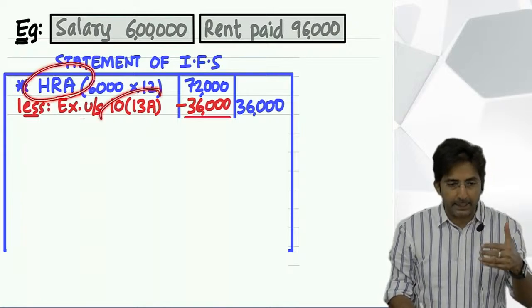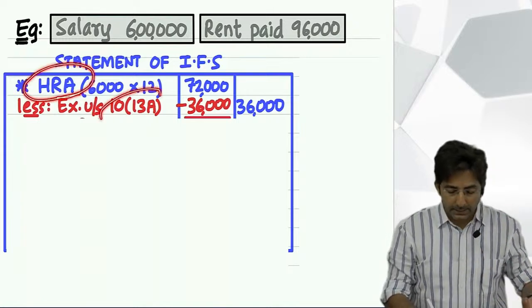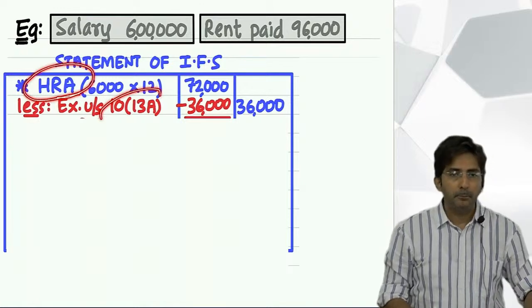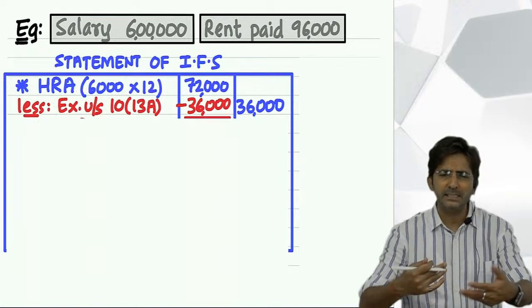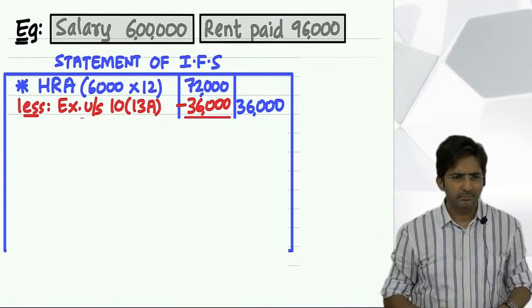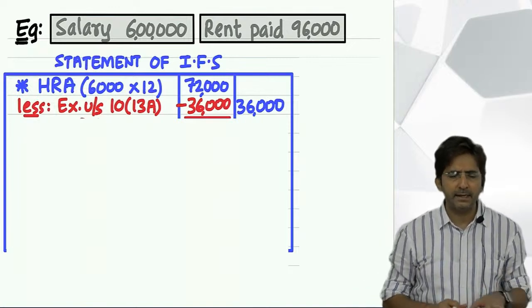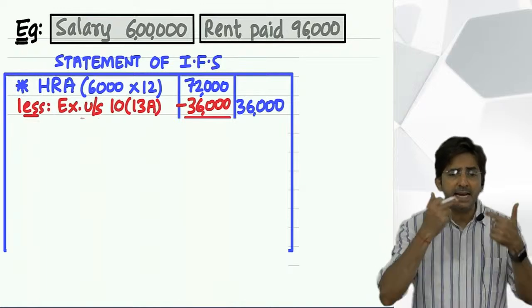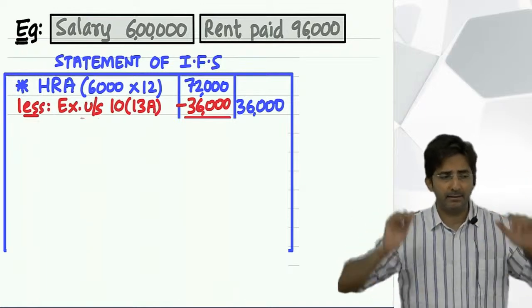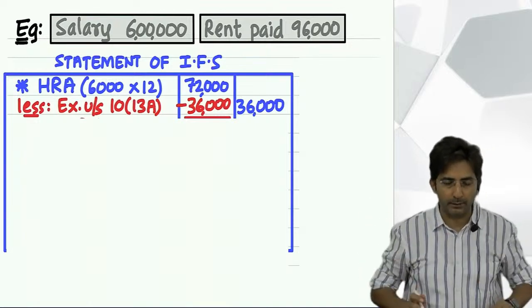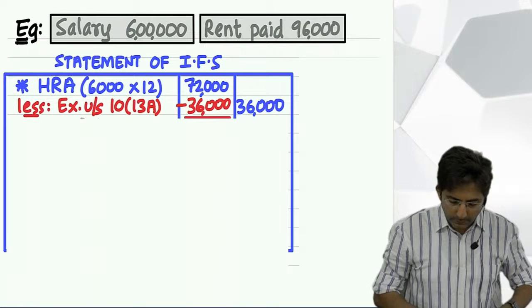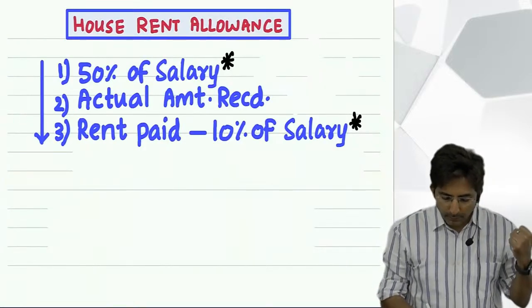You know how to remember? HRA, 13A. A, the sound of A. See, HRA is a very famous short form. People never say house rent allowance. It is commonly called HRA. So how to write HRA? 10(13A). So relate with that A. And all other allowances are 10(14). Now what is the first amount in the formula?